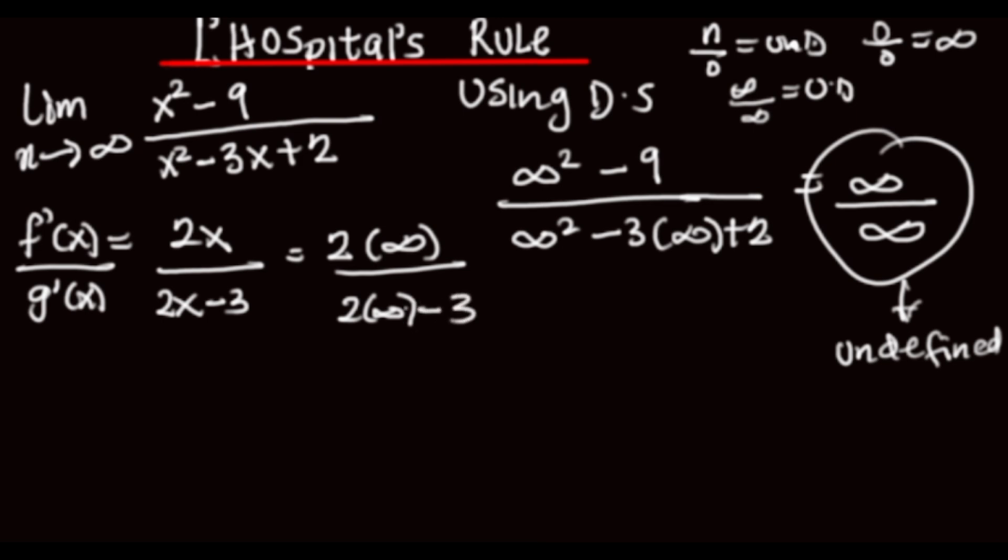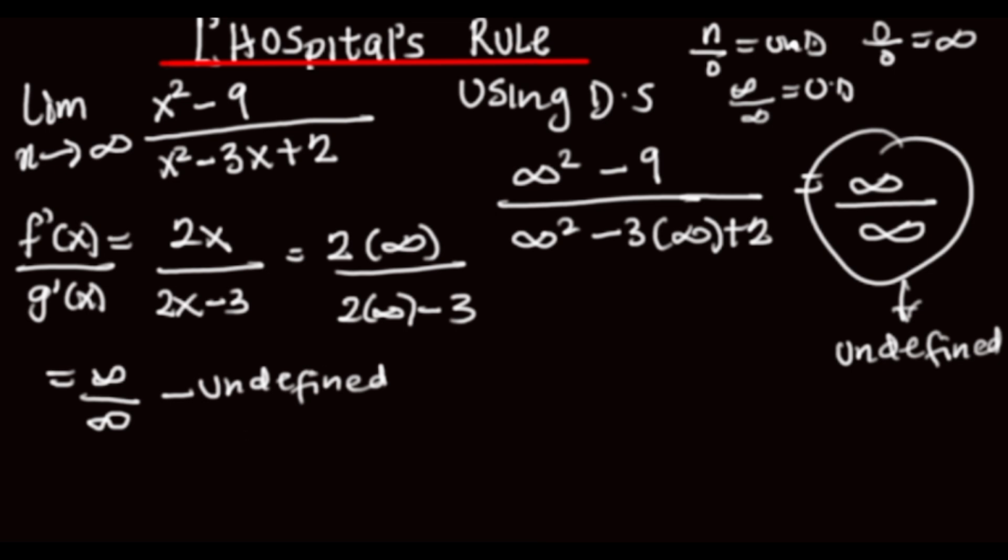Now, if you look at this 0, if I still go ahead and apply the value here, if I apply it here, you notice that I'm going to have infinity divided by infinity at the same time. In that case, it is still undefined.